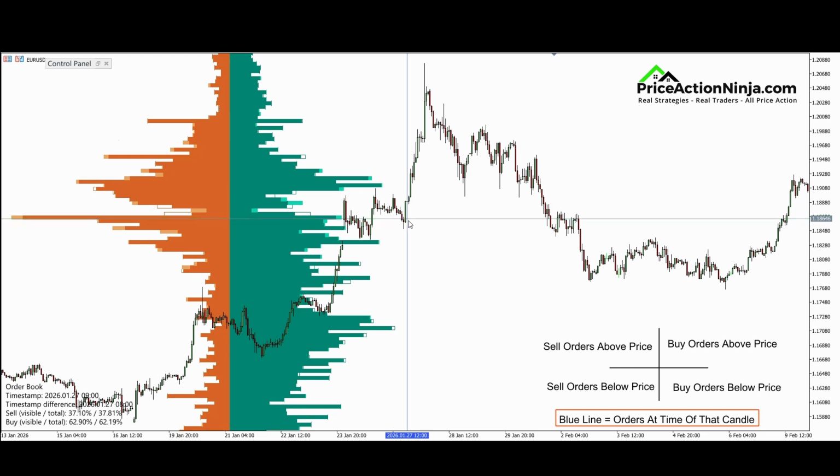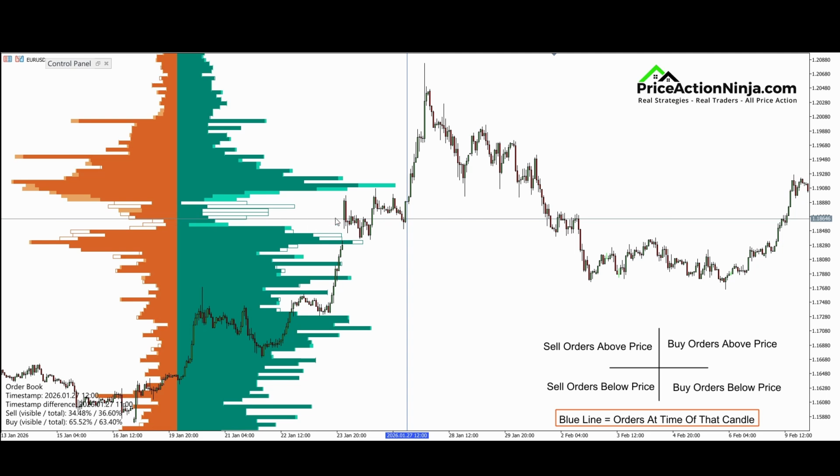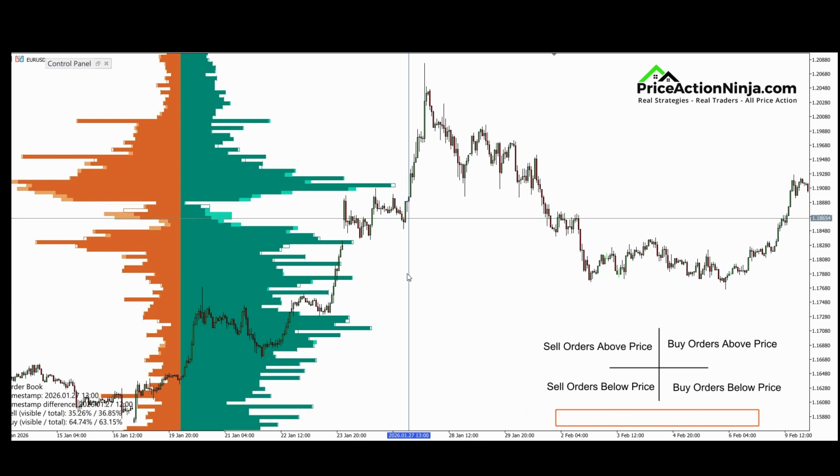On the other side, the green bars represent buy-side liquidity: buy limits below price and stop losses from sellers above. These are zones where the market could find buying pressure or where short traders might get squeezed. Notice how certain price levels have much thicker clusters of bars. That's not random. That's where a large number of orders are stacked, and that's exactly what institutions are interested in.